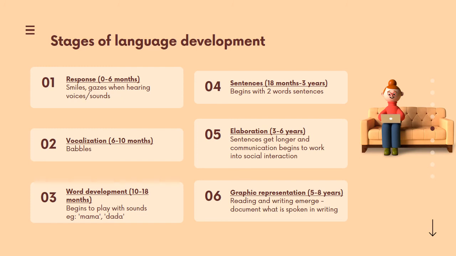And we have the fifth stage, elaboration, between 3 to 6 years. Sentences get longer and communication begins to work into social interaction. The child may say, I love you, mommy, or you are the best mommy. And the final stage, the sixth stage, is graphic representation, between 5 to 8 years, reading and writing. The child can document what is spoken in writing.